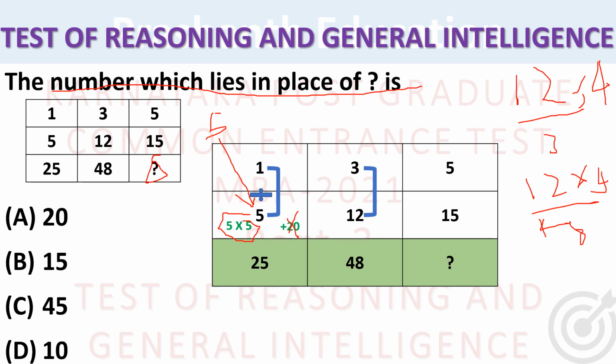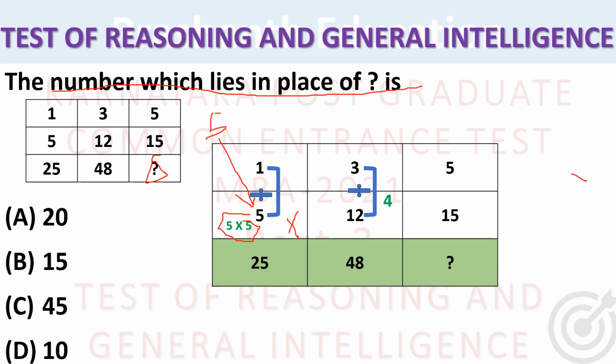How to do it? Now let's do it for this one. First what we need to do, we need to divide 15 by 5. So 15 divided by 5 will be 3. Okay, I got 3. Now 3 into 15 will be 45. So the correct answer is 45. Okay, let's look at the next question.